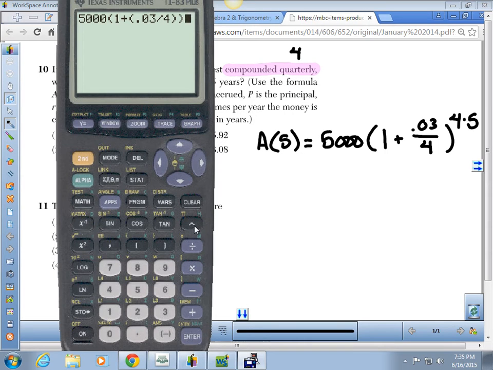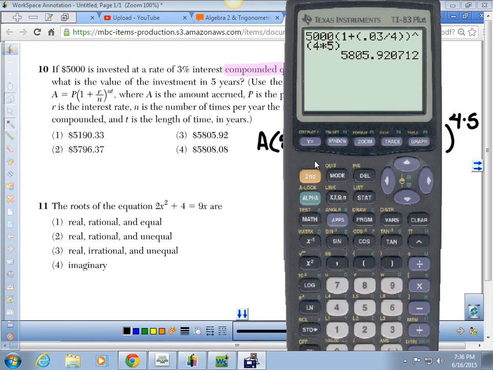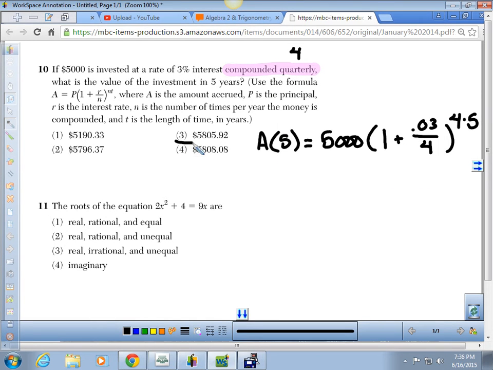And then we're going to raise it to, now, it would just be a lot easier to raise it to the what? 20th. Now, if you are going to do 4 times 5, what do you have to have? Another set of parentheses for the 4 times 5. Without that set of parentheses, it would just get raised to the 4th power, and then whatever you get there would be multiplied by 5. So, they want this to the nearest cent. We're looking at choice number 3. Choice number 3 for us, $5,805.92. Okay, so after 5 years, we've gained a little over $800 on our investment.